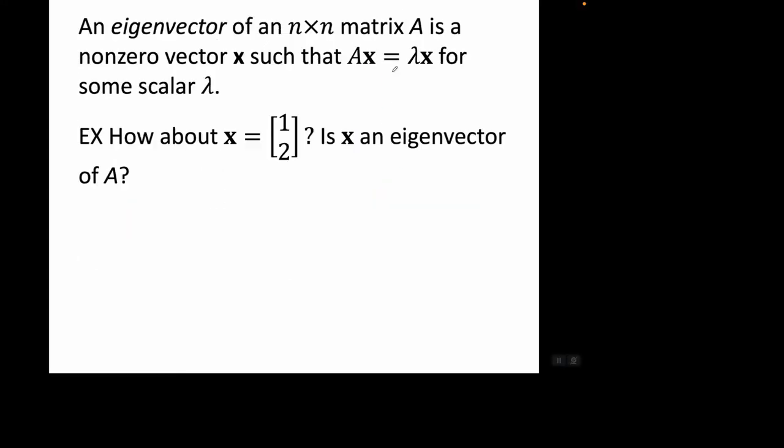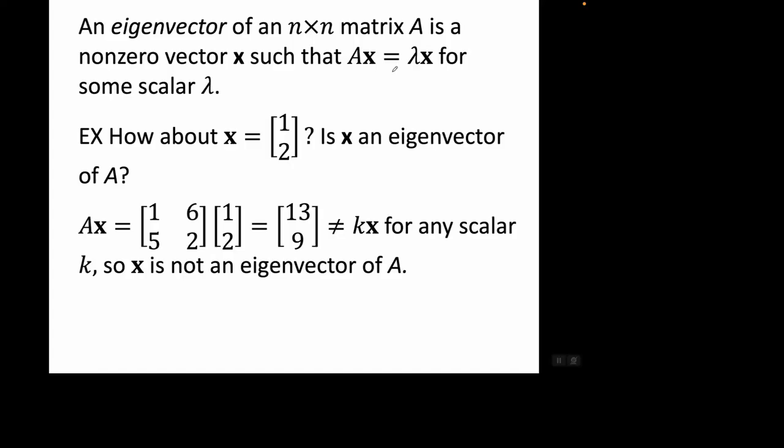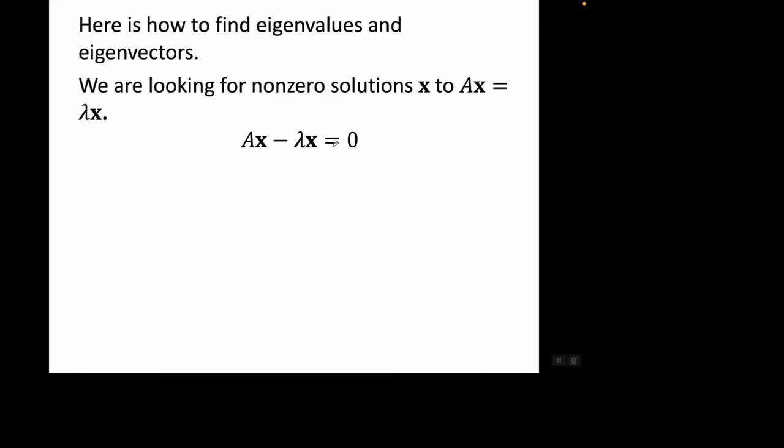How about x equals (1, 2)? Is x an eigenvector of A? Let's check it out. Ax, when you multiply it out, is (13, 9). Oh no, that doesn't work out at all. That is not a multiple of (1, 2) for any scalar. It does not equal kx for any scalar k. So x is not an eigenvector of A.